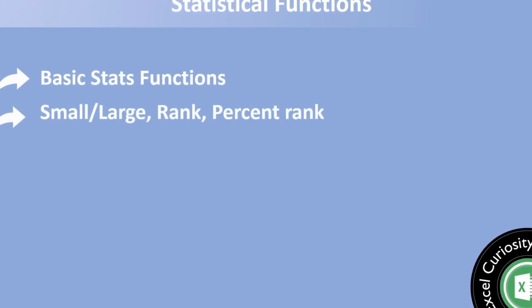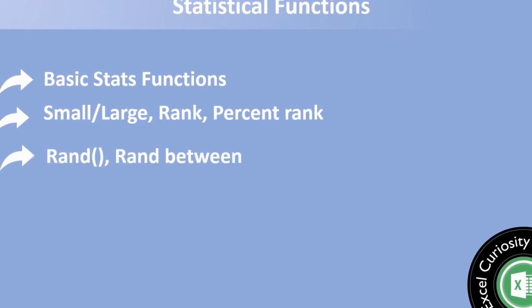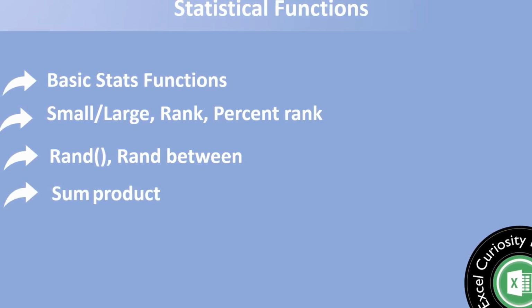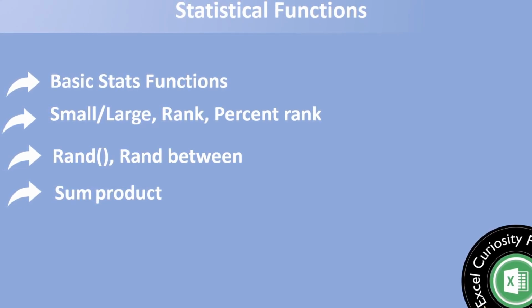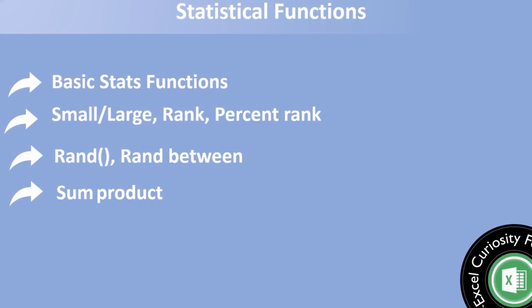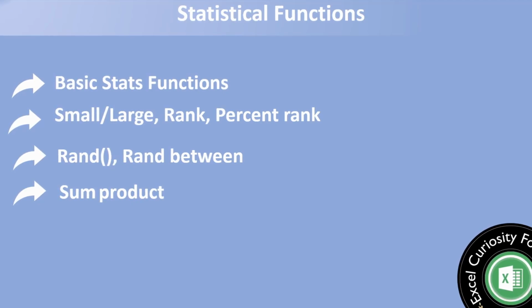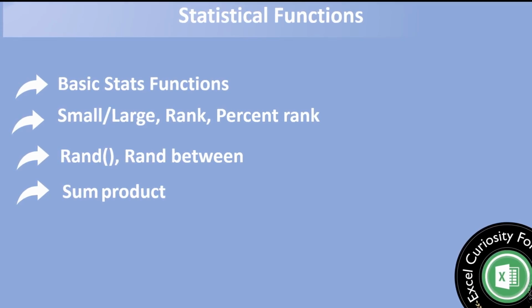Hello everyone. We will start with statistical functions now, and in that we have different functions such as basic functions. Then we have small, large, rank, percentile rank. Then we have random, random between, sum product, and there are more such as count if, sum if, count if as, average if. We have already covered this in one of the previous videos, so we will not cover that in this. So in this particular video, we will look at basic stat functions, and we will have more videos for other functions which are mentioned over here.